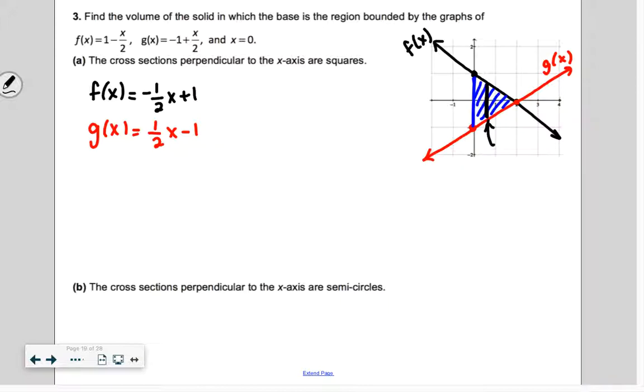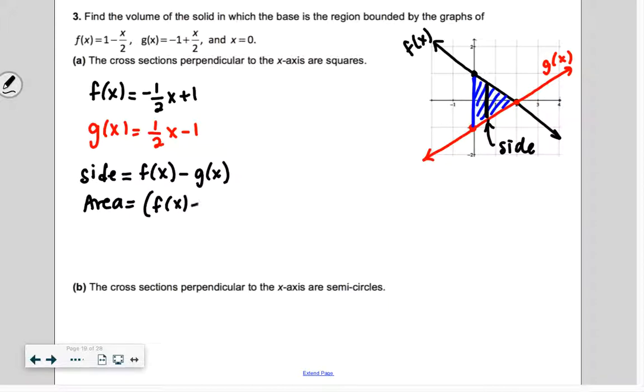So I'm going to call this the side length. How do you think I find the side of the square? Top minus bottom. What's the top curve? We're just going to call it f of x. We're going to make it even easier. Bottom curve? g of x. Easiest way to write that, right? So my area of a square is going to be that side squared, right? It's going to be f of x minus g of x, squared.